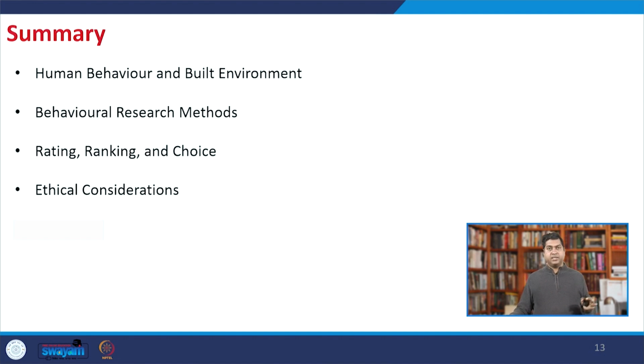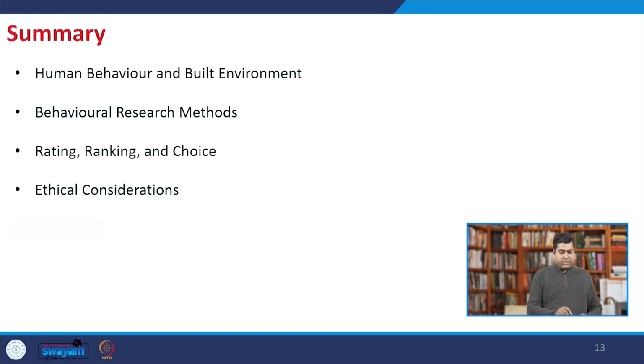So if we summarize this understanding, we understood that human behavior and the built environment are very much linked. A good environment will give a better feeling to the person. At the same time, a very shabby or very shallow design can make people depressed or deprived. So all such considerations need to be taken to bring people's behavior and preferences into the planning and designing of those built environments.